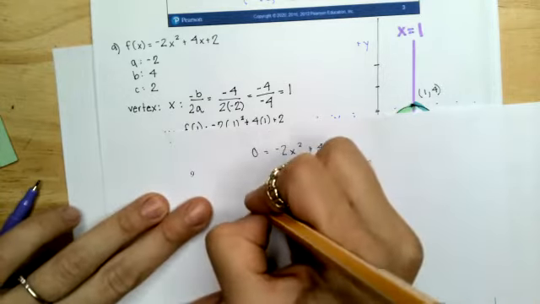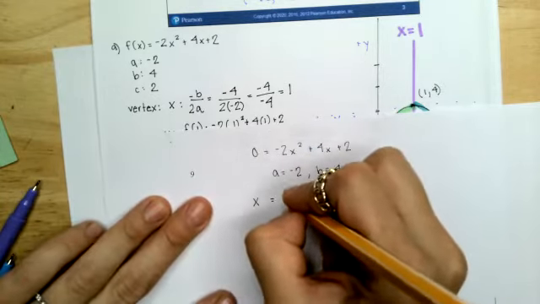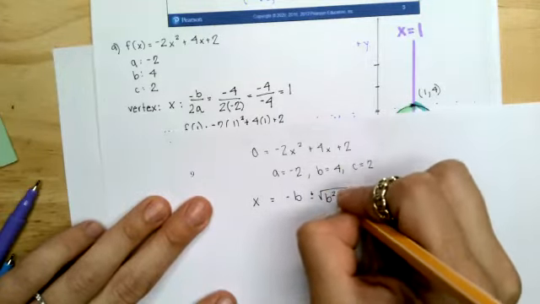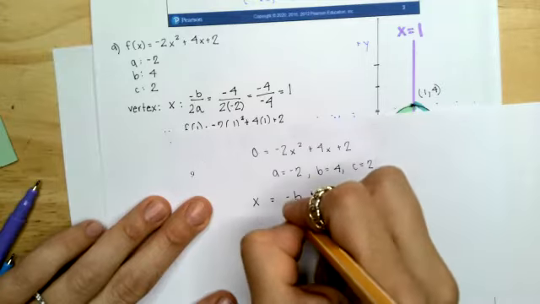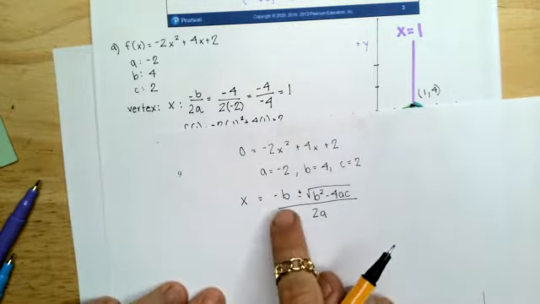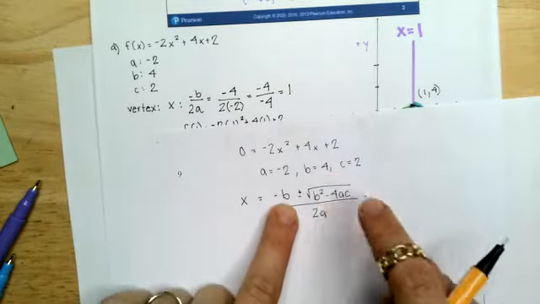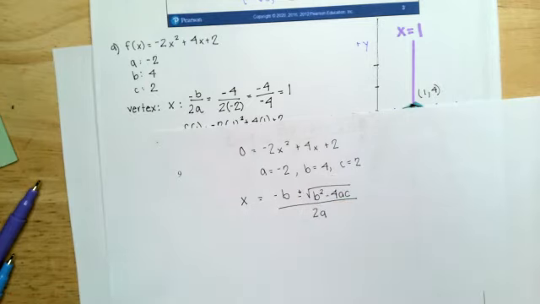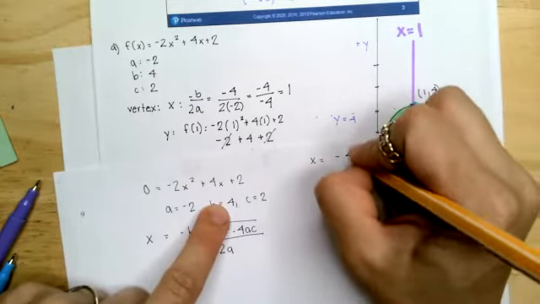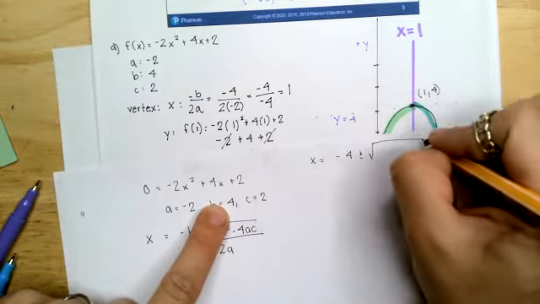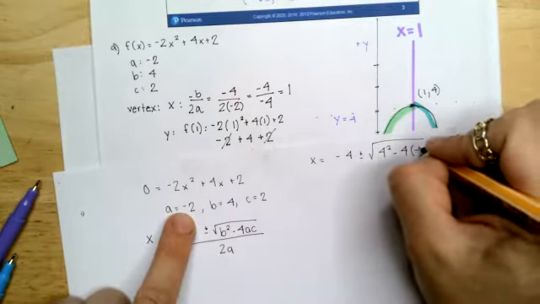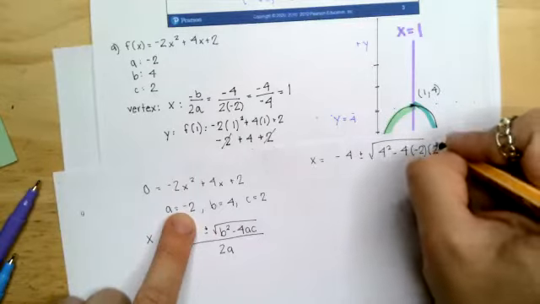Remember, the quadratic formula is x equals -b plus or minus the square root of b² minus 4ac over 2a, right? All right, so we're just going to put in 4 for b, and we're going to put in -2 for a and +2 for c. That means x becomes -4 plus or minus the square root of 4² minus 4 times -2 times +2.